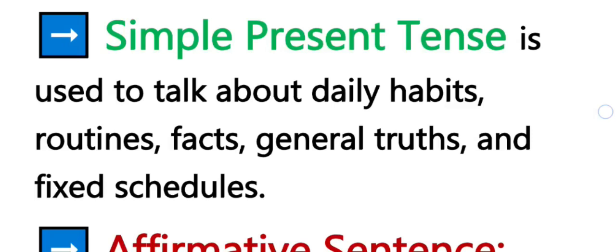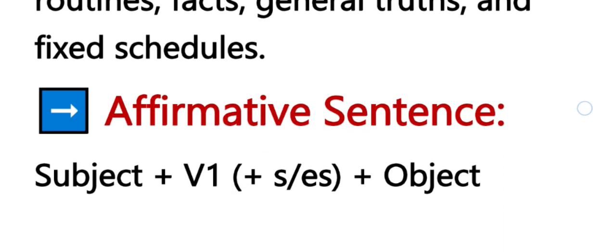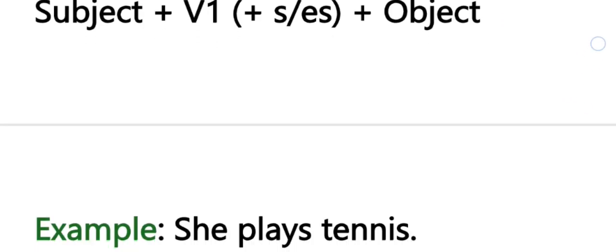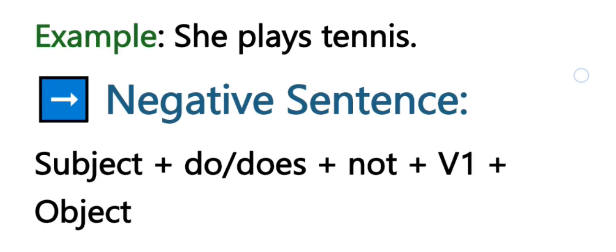Well, it is used to talk about daily habits, routines, facts, general truths, and fixed schedules. So it talks about daily habits, routines, facts, any general truths or fixed schedules. Affirmative sentences are made this way. Subject is written at the first place, followed by the first form of the verb with S or ES, then comes object at the end. For example, she plays tennis.